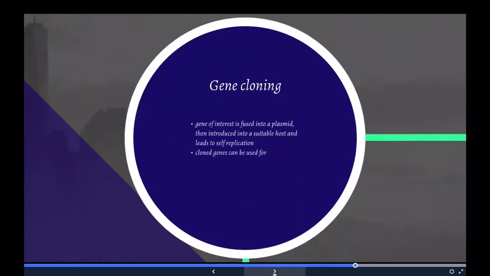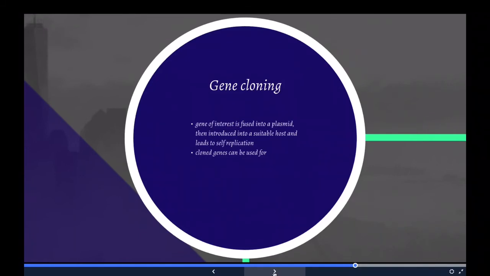All right, and then we have gene cloning. Gene cloning is a commonly used molecular biological technique in which a gene of interest is fused into a self-replicating genetic element called a plasmid, which when introduced into a suitable host, which is usually bacteria, self-replicates and generates a large number of identical copies of the particular gene.